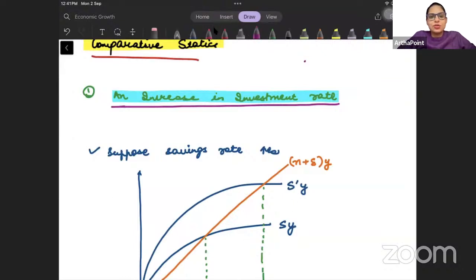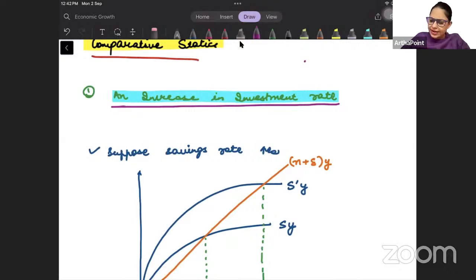Hi, good afternoon, everyone. So today we are going to talk about comparative statics. We have already seen what the Solow model is and how to find the steady state in the Solow model. But today I want to take one step ahead and talk about what happens when there is an increase in the investment in the economy.